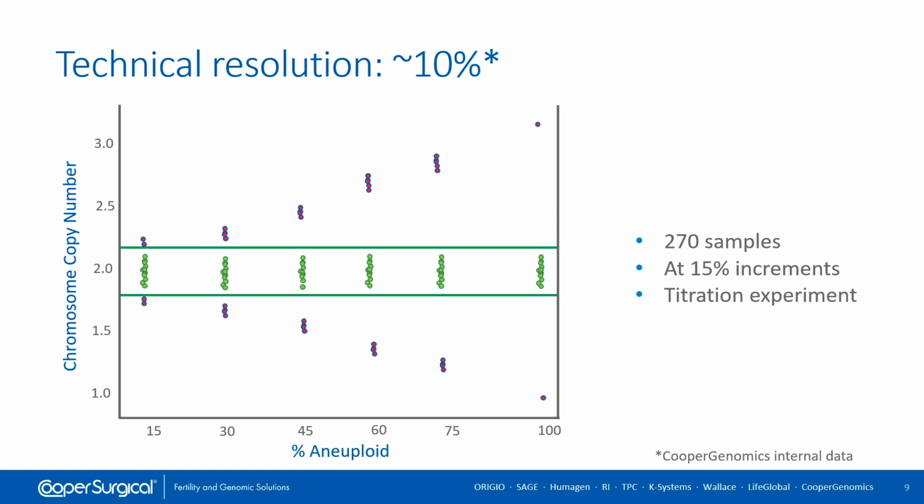And abnormal DNA was titrated in increments of 15%. This titration allowed the artificial intelligence, or AI, to learn and to be able to identify normal DNA samples from abnormal DNA samples. This was repeated over 270 samples to ensure accuracy. This technology has the ability to identify mosaicism at a resolution of about 10%.